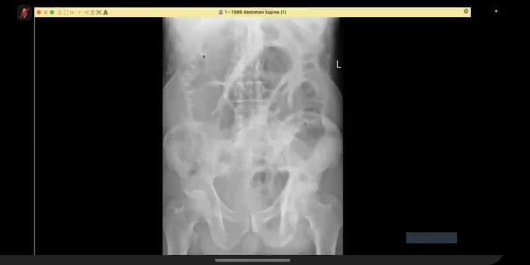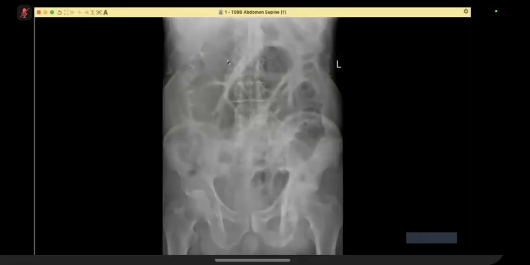I was trying to look for any inflammatory bowel disease which could cause this intestinal obstruction. Other than that, I don't see any cause for this obstruction. I'm trying to trace these bowel loops below the pubic bones to look for any hernia. On the left side, there is a suspicion of hernia. However, I'm not very sure.